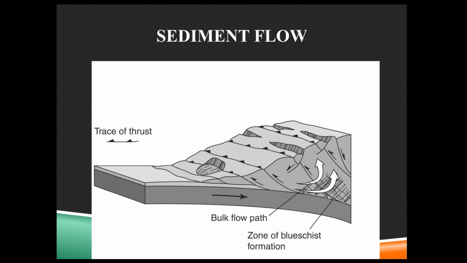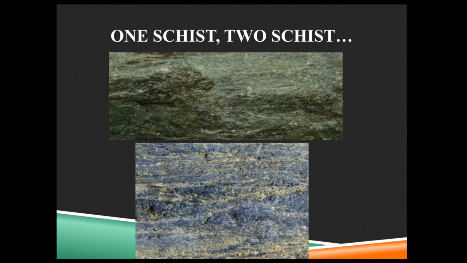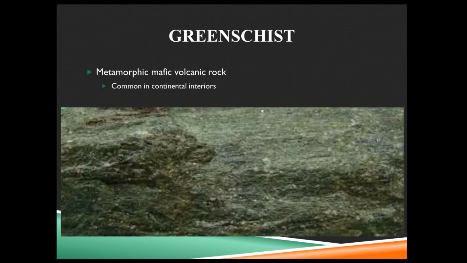This zone right down here is called the zone of blue schist formation. So, kind of a fun way to remember, think of Dr. Seuss. Dr. Seuss, in the way he rhymes, we have one schist, two schist, green schist, blue schist. Green schist is formed in continental interiors. Think of continents, green trees and grass, green schist. That's not why it's green, just a good memory tool. So continental interiors, we get green schist.